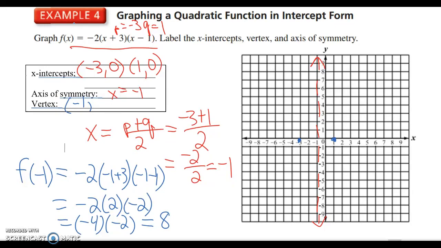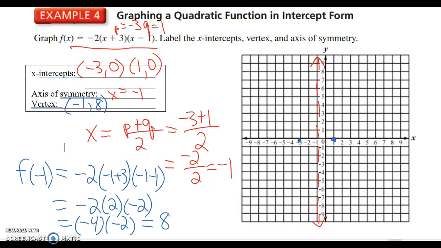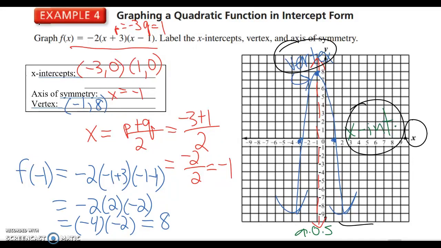You should have gotten 8 for the y value, so (-1, 8) is going to be my vertex. And if I plot that on my graph and then connect my points, I'll have my parabola. I labeled everything here so that you can see we have the vertex is the top point, the x-intercepts are on the x-axis, and the axis of symmetry at the bottom here I labeled is the red dotted line.